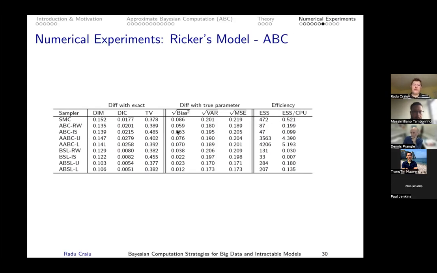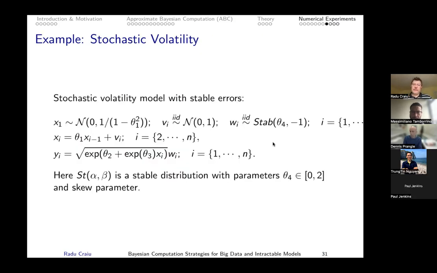But if you compare in terms of mean squared error, the ABSL in this case, or even the AABC, is not far from it, right? In fact, it's actually better. But this could be noise. But anyway, I don't want to claim that we're doing better, but they're certainly doing much faster. Okay, so the running time is a lot faster. And stochastic volatility.